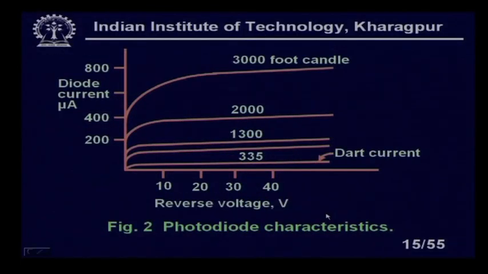Now, you see this is the photodiode characteristics we have drawn here. This is the diode current in microampere and this is the reverse voltage.